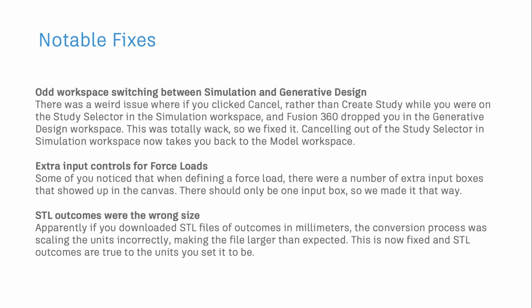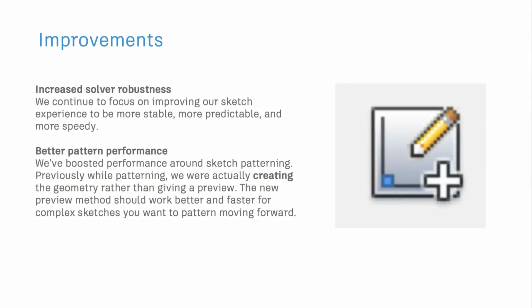So we fixed some workspace switching issues that users had experienced when they went from simulation to generative design. They removed the extra input controls from force loads. So if you've been using generative design, when you go to apply a force, you notice the big box was massive, and it was essentially like applying by magnitude. That was a little bit annoying, and they fixed that. And STL outcomes were the wrong size, and I think this has been corrected now.